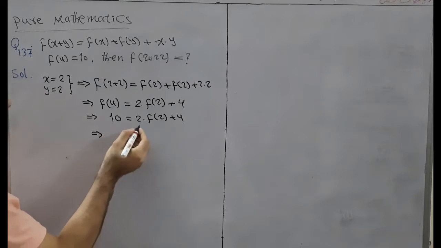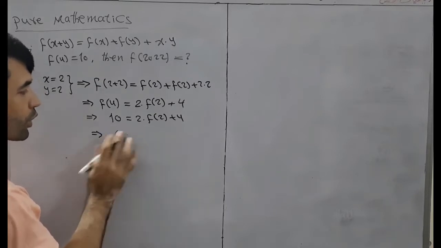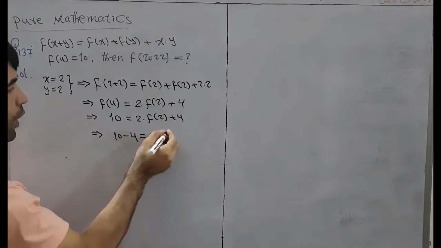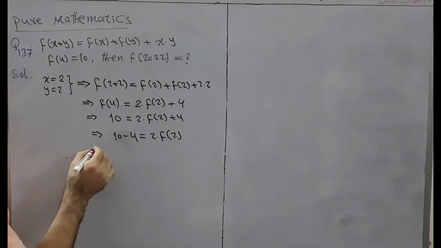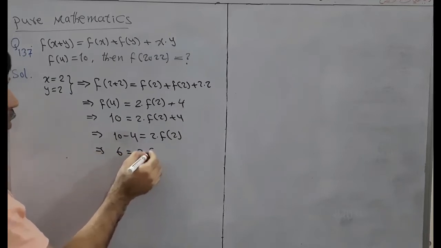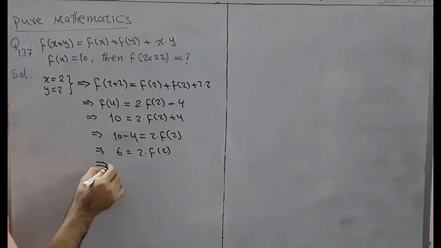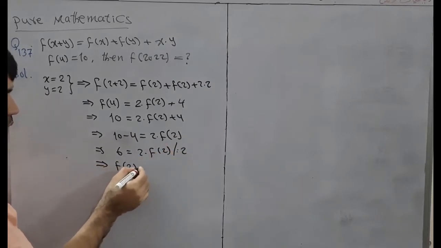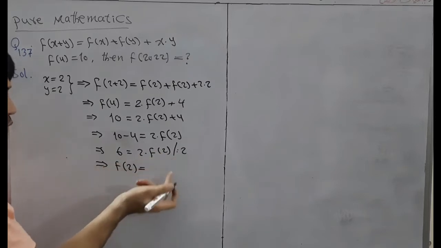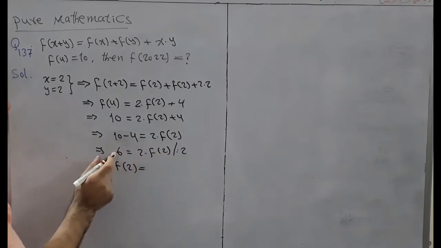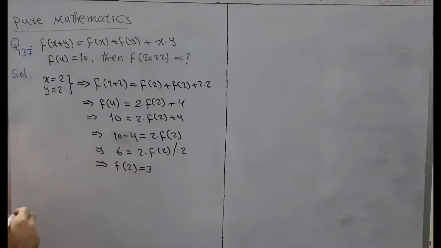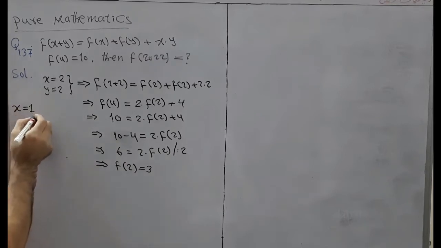So 10 is equal to 2 multiplied by f of 2 plus 4. This implies 6 is equal to 10 minus 4 is equal to 2 multiplied by f of 2. This implies 6 is equal to 2 into f of 2. Dividing both sides by 2, f of 2 is equal to 6 divided by 2, which is equal to 3.